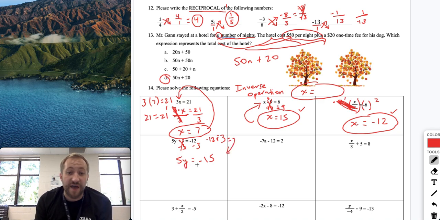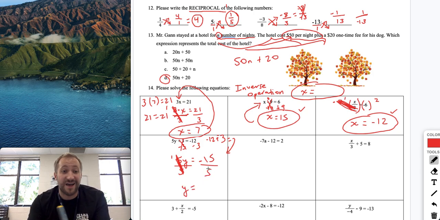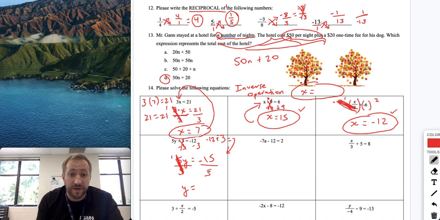So now I have 5y is equal to negative 15. I have to get rid of this 5 somehow. It's currently being multiplied by the y. To get rid of multiplying by 5, I'm going to divide by 5. That's the inverse operation. I'm left with a 1. I'll divide by 5 over here. So y is equal to negative 15 divided by 5. Again, if you're not sure about the signs, use your calculator. Negative 15 divided by 5 gives me negative 3. It shows me in the calculator, okay?